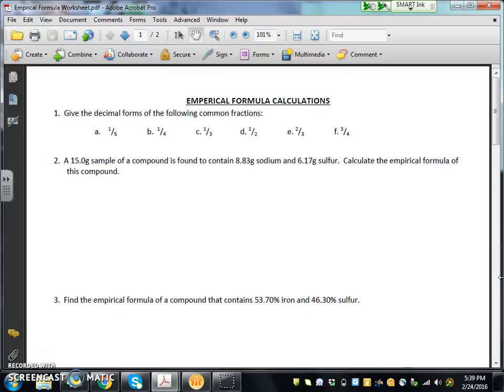Okay, so now we're going to talk about empirical formula. First, we want to talk about what is empirical formula. Empirical formula, as a definition, is the lowest whole number ratio of elements in a compound. Now, you're saying, Miss Nichols, what does that actually mean in layman's terms, right? How can I understand that sciencey definition?